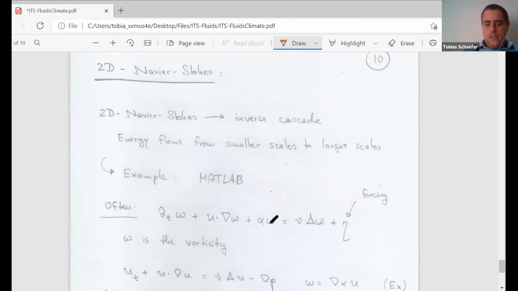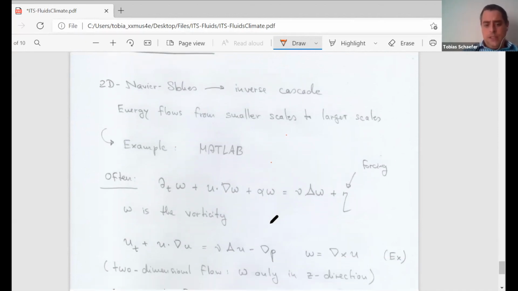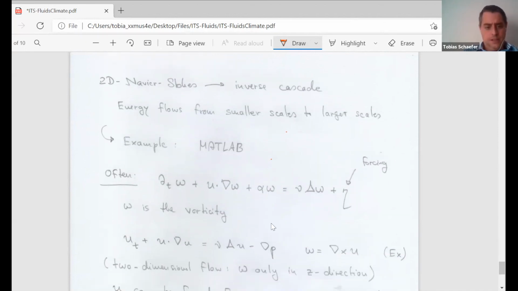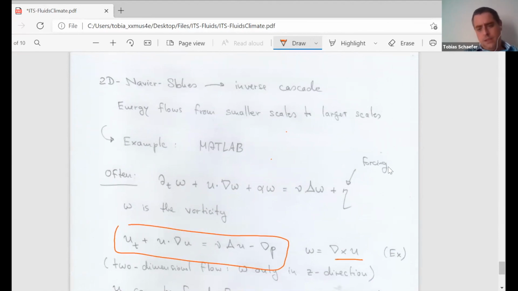Usually with 2D Navier-Stokes, you don't look at the velocity field itself, you look at the vorticity. So the vorticity you get if you just look at the Navier-Stokes equation and then you basically take the curl. And if you take the curl, again in 2D, you need to do a little bit of vector analysis. This is the equation that you look at. And as the last picture, let me just show you some code.